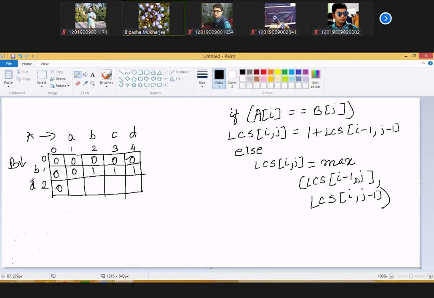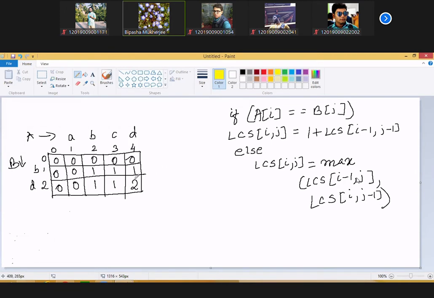B2 and this, they are not matching. As they are not matching, it will be the max of this and this, both are 0. So this will be 0. Next, again you come here. D and B is not matching, so you take the max of this and this. If you come here, C and D are also not matching. So you take the max of this, both are 1, so this will be 1. And when you come here, you will see that D and D is matching, and you need to take the diagonal element plus 1. The diagonal element is 1, so 1 plus 1 is 2.